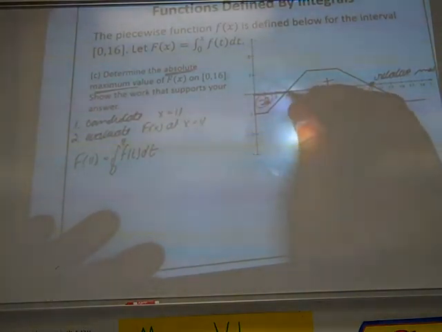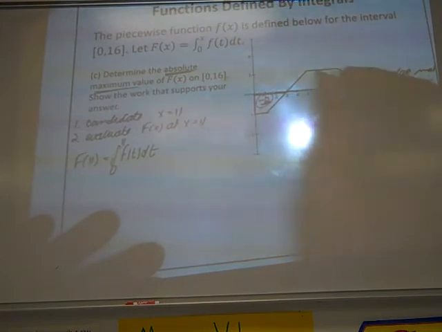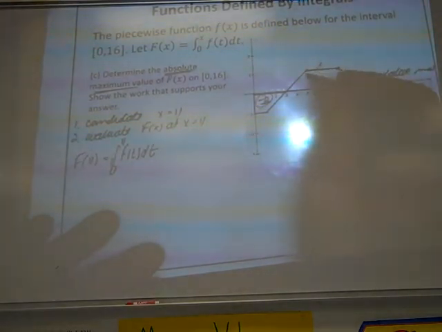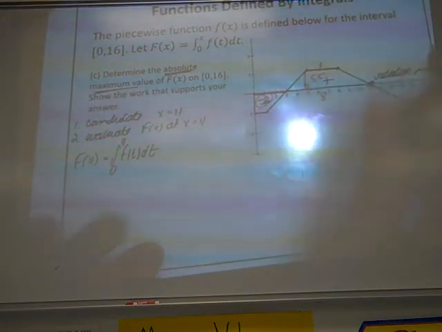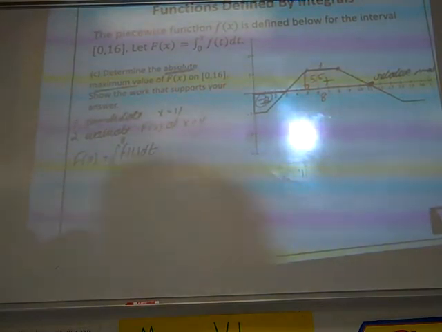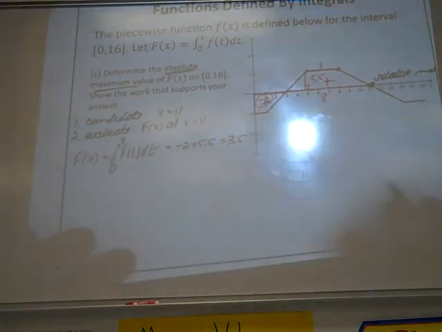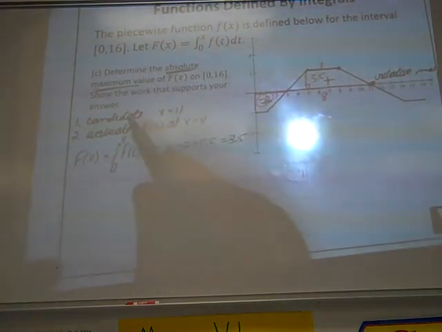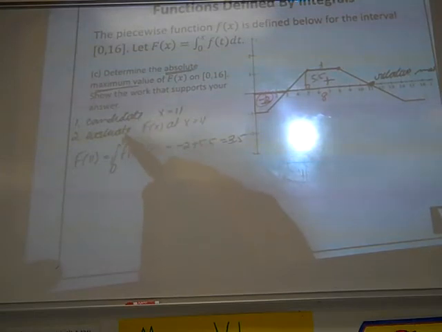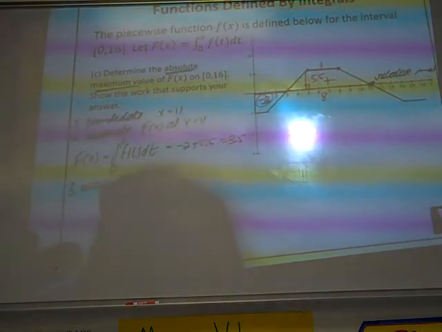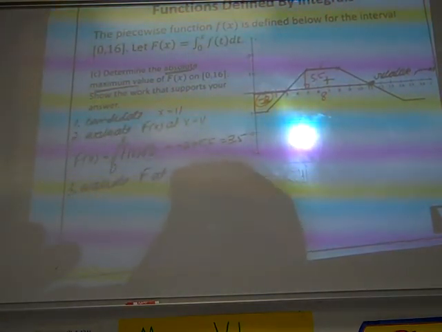We have another trapezoid here from 3 to 11. That base is 8. From 5 to 8, that base is 3. If that base is 8 and that base is 3, 8 plus 3 is 11, times 1 is your height, and cut that in half, I'm getting a positive 5.5. So big F of 11 is going to be negative 2 plus 5.5, which is 3.5. That's the second step. We identified our candidate. We evaluated the original function at 11. The third is you evaluate big F at endpoints.